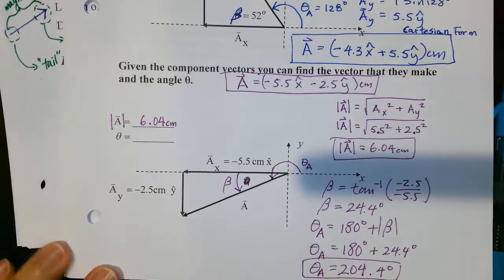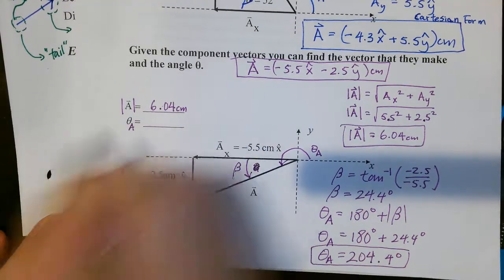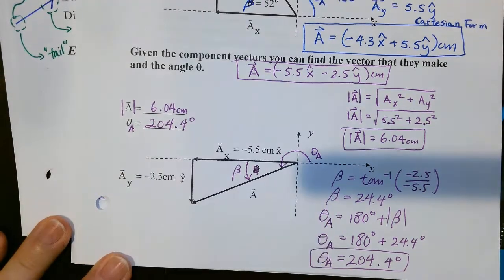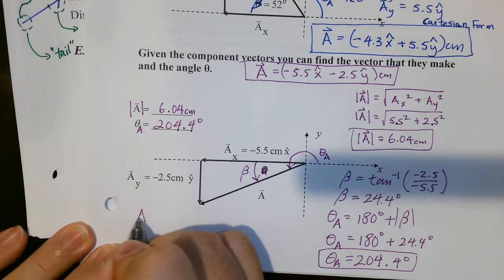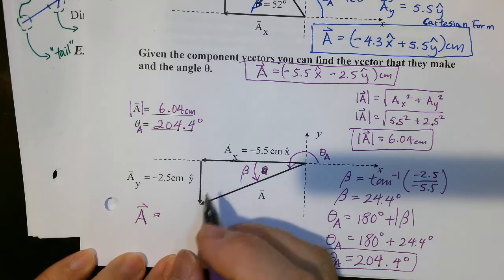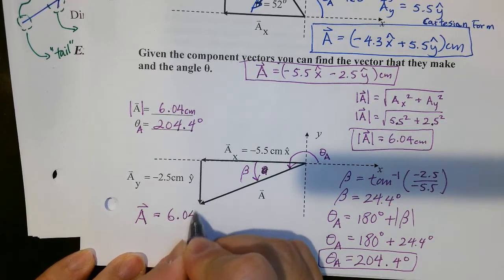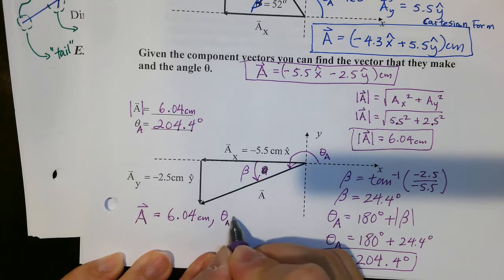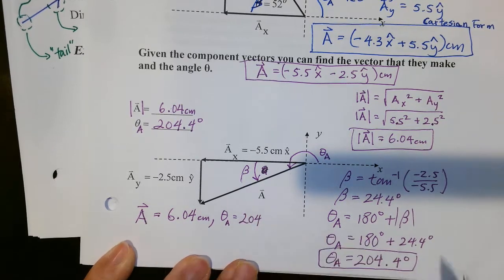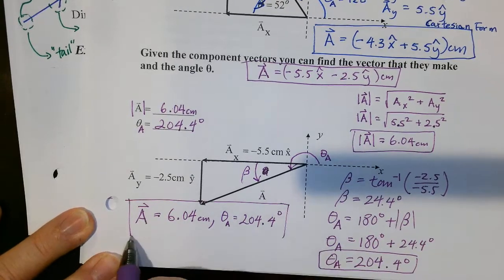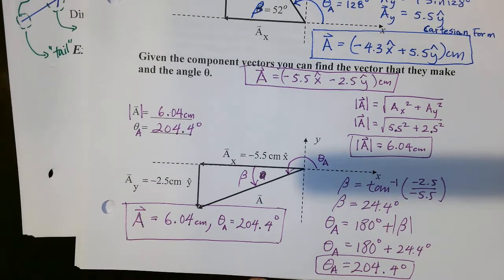So now you have both items you need for your polar form. Theta A is 204.4 degrees. So now you can write your vector A in polar form as 6.04 centimeters, comma, theta A equals 204.4 degrees. All right. Voila.